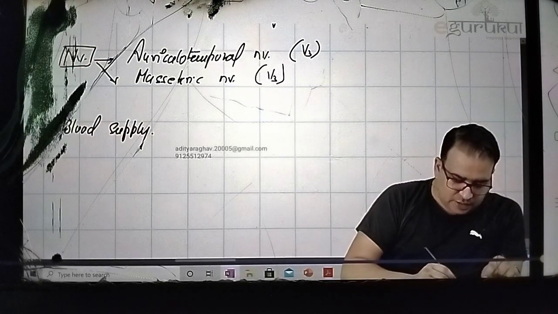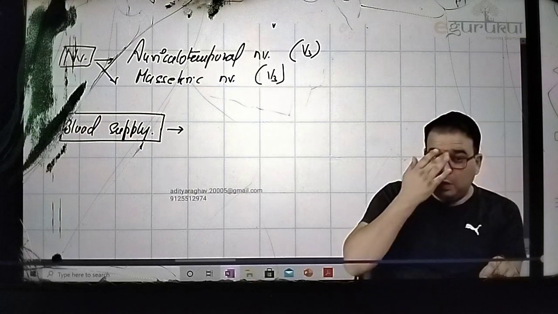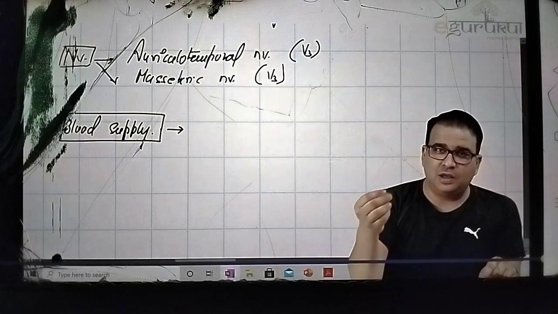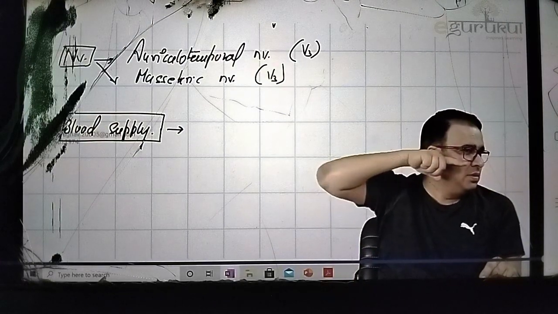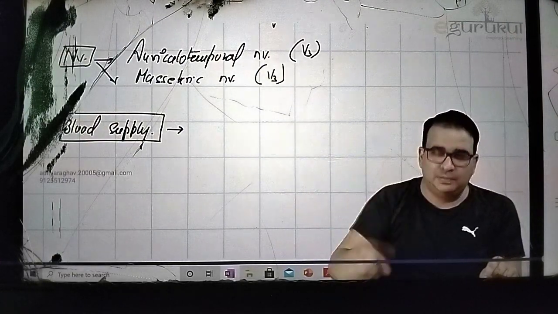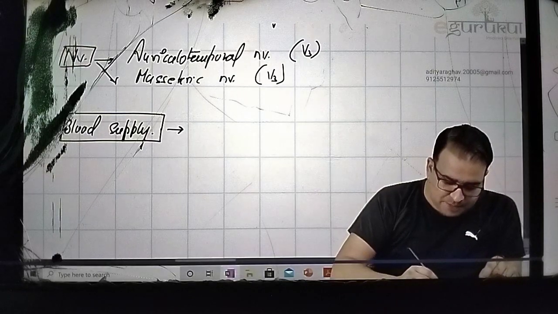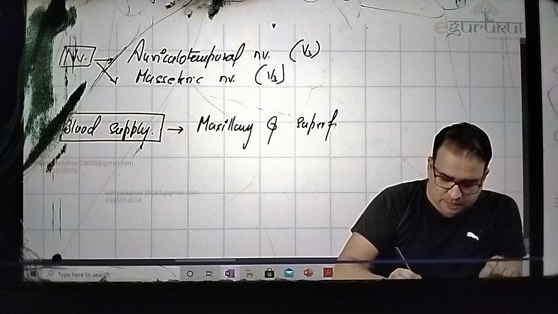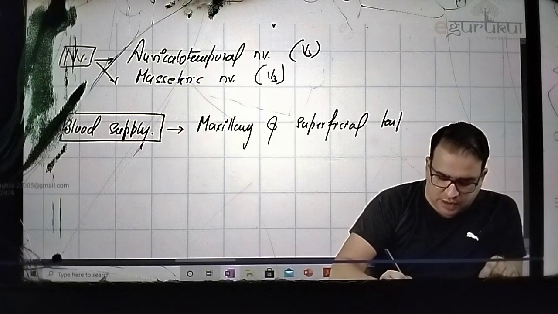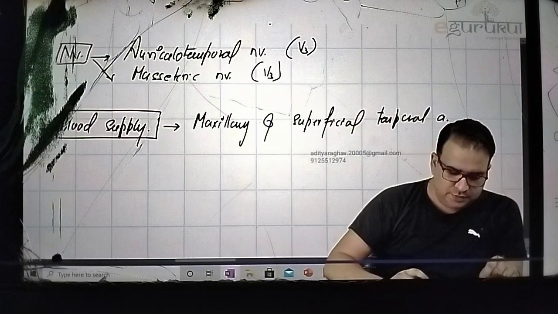Blood supply is easier. It's very easy to remember, guys. What are the two branches of external carotid artery you will see in close relation to TMJ? The two terminal branches. What are the two terminal branches? The maxillary artery and the superficial temporal artery, and they both will supply. So branches from maxillary and superficial temporal artery. Nerve supply done, blood supply done.